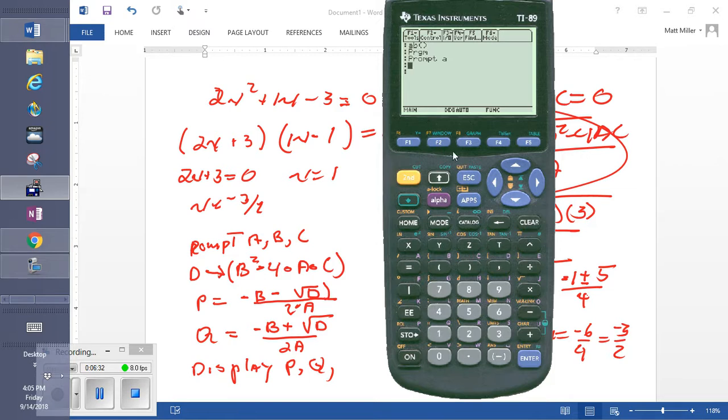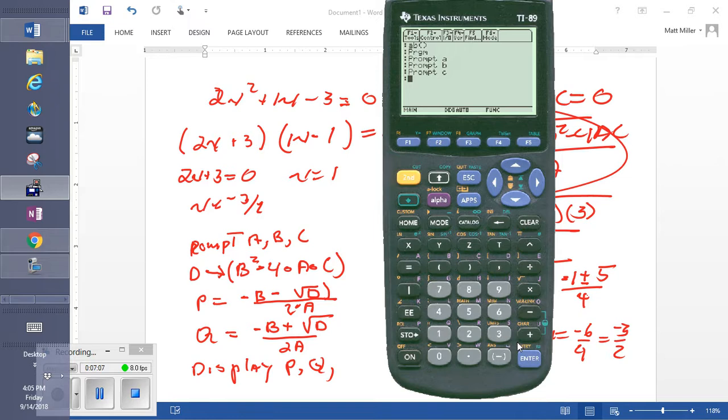And then F3 again for prompt B, prompt alpha B. Lowercase, uppercase letters makes no difference. F3 prompt alpha C. And I believe you probably could do prompt A, comma B, comma C, as one line.